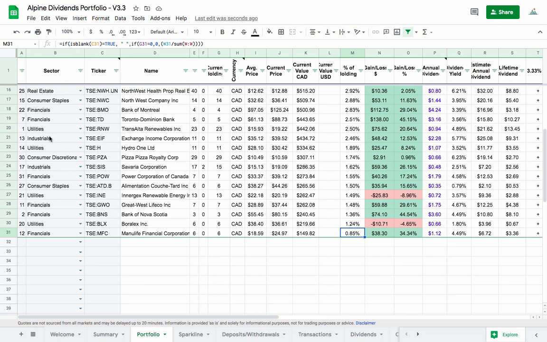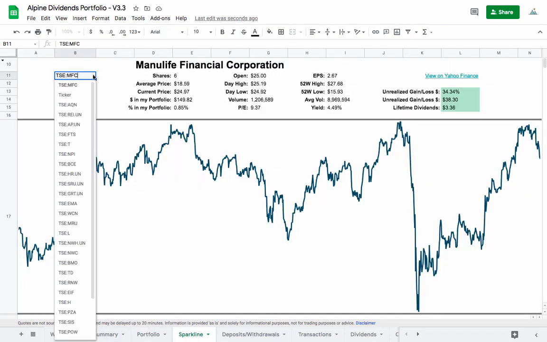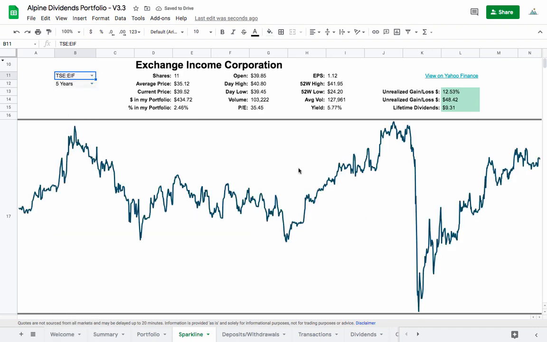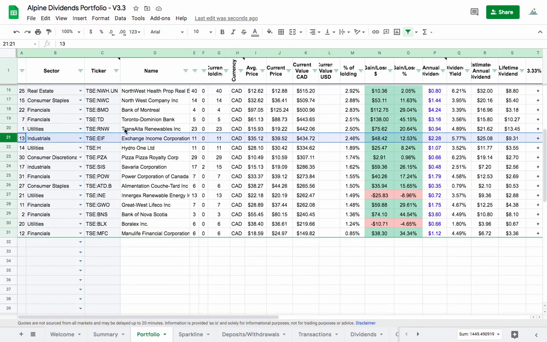And then another one that I'm looking at here is Exchange Income Corporation. We can also take a look at their spark line, which is right here. They don't have any noticeable drop off really in the last couple days, but they still haven't reached their high from just before everything crashed last year. So I'm okay with buying into it a little bit more. They are also a little bit cyclical. And then the other one that I'm looking at is TransAlta Renewables.